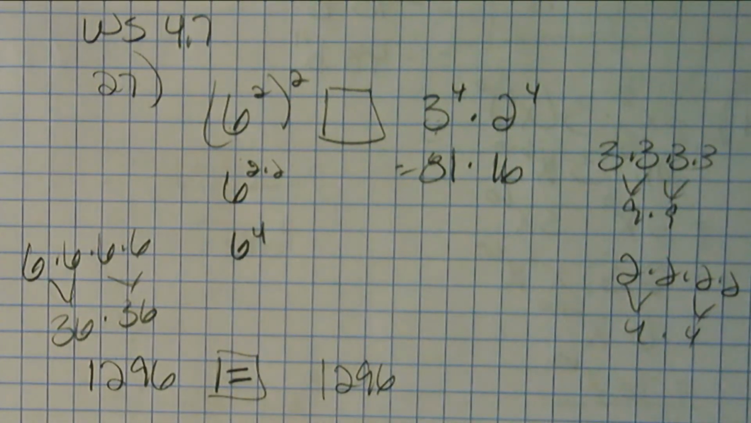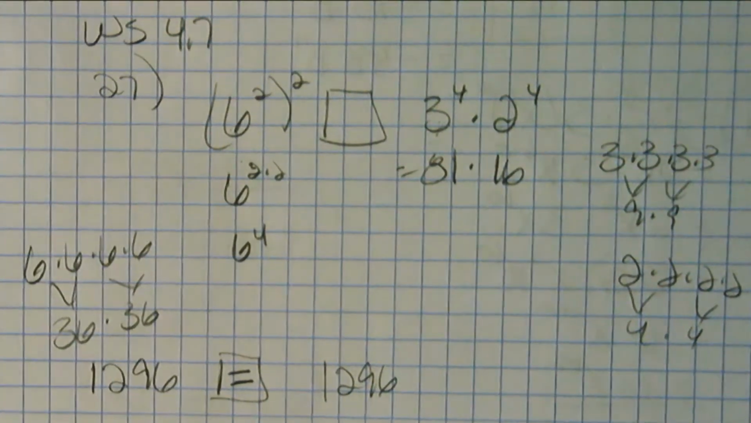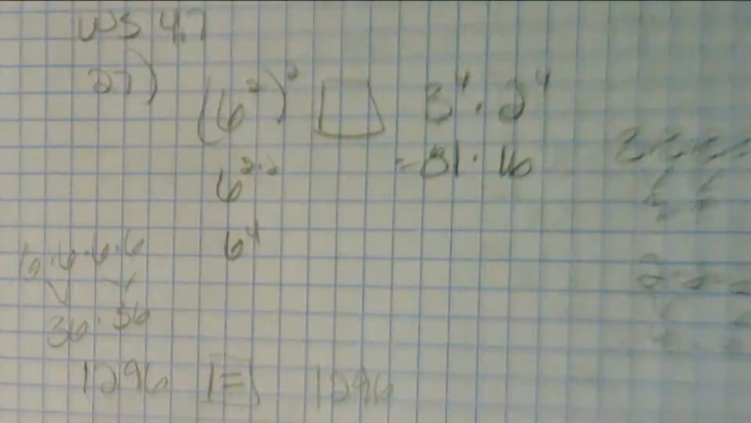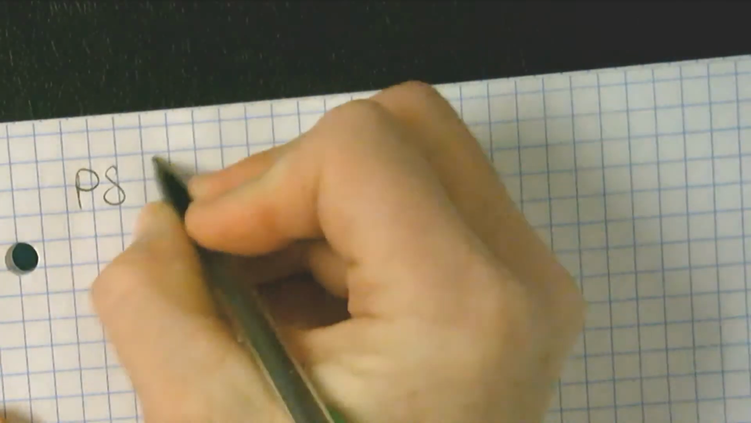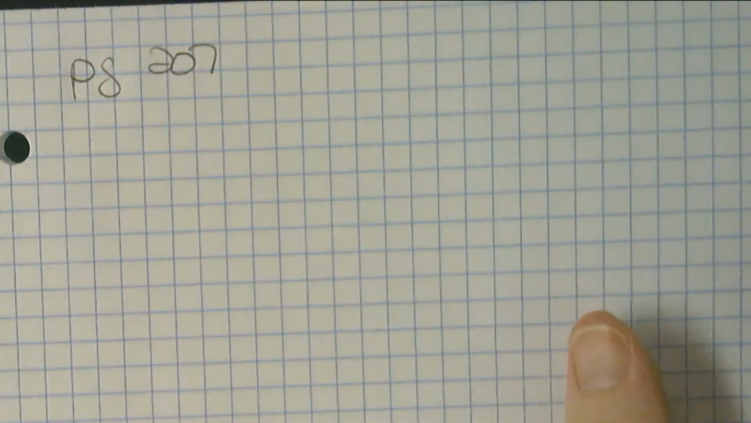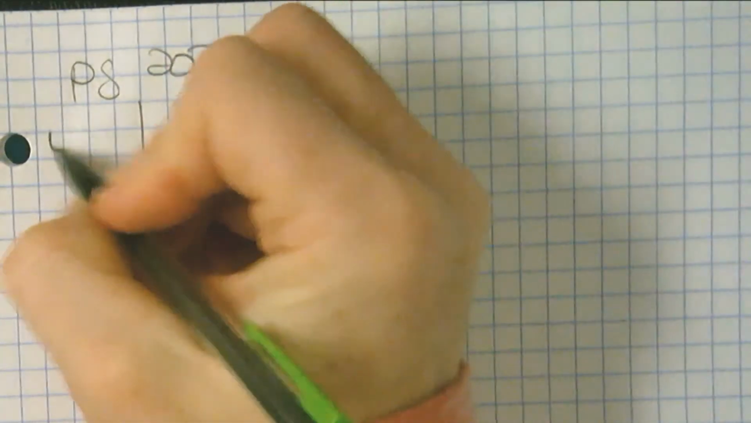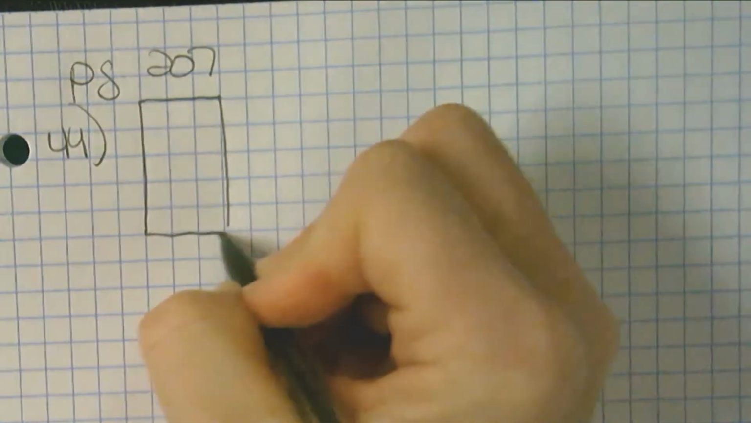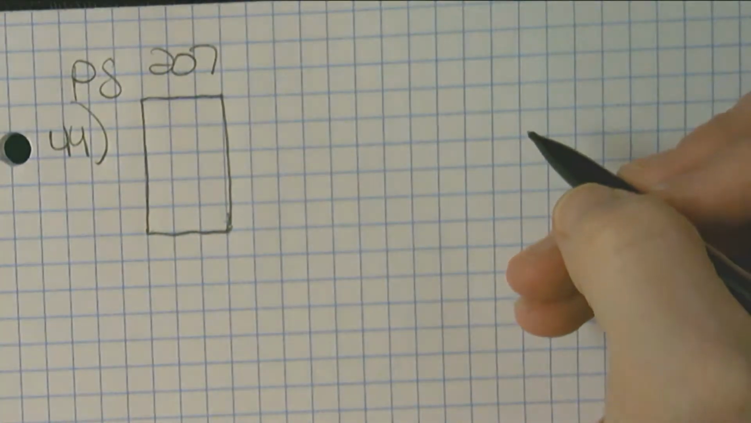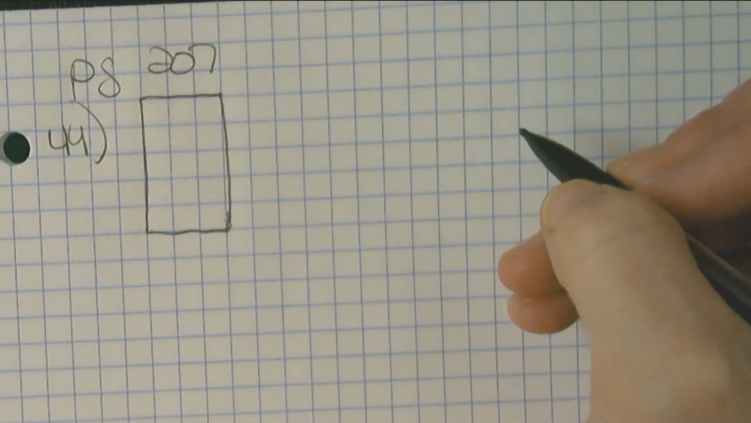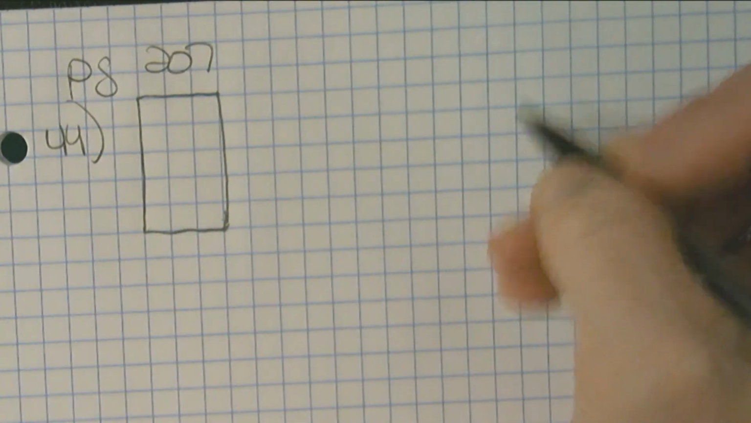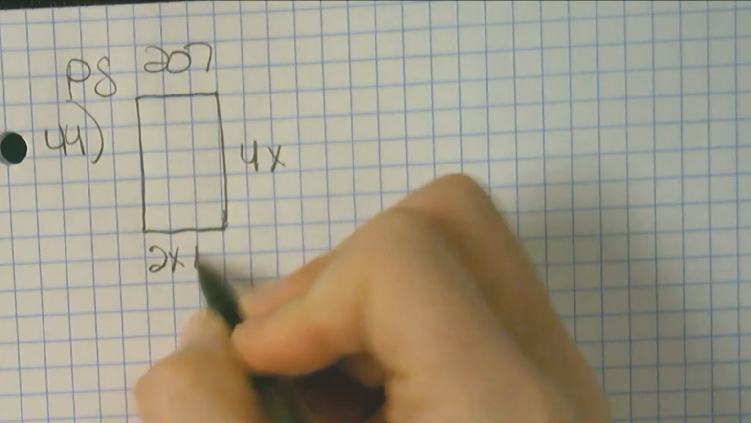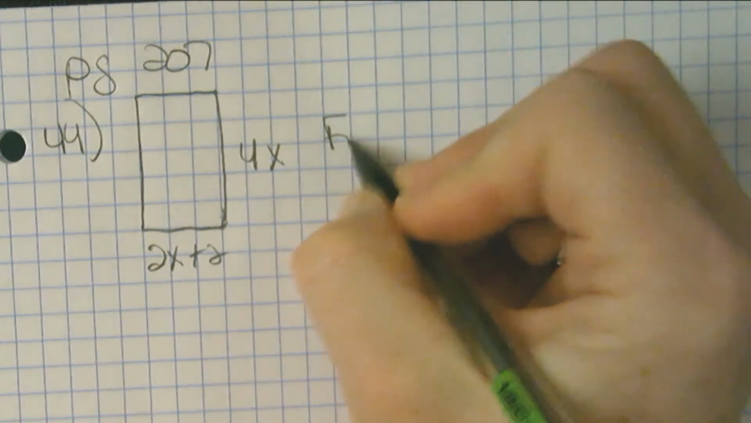All right, I do want to go through with you number 44 from page 207. So everyone skip to number 44 on page 207. We had several like this. So for those of you that did not get this right, you were not paying attention to the examples that we did in our homework and in our notes. And I don't know what to tell you. All right, they give us the dimensions of 4x and 2x plus 2. And they say find the area.